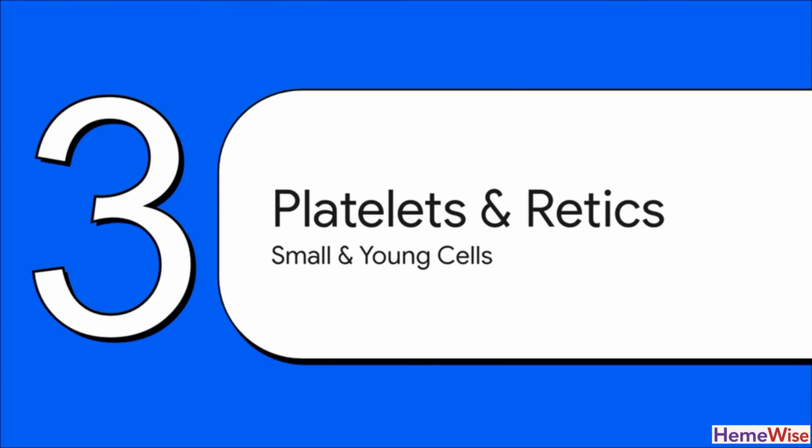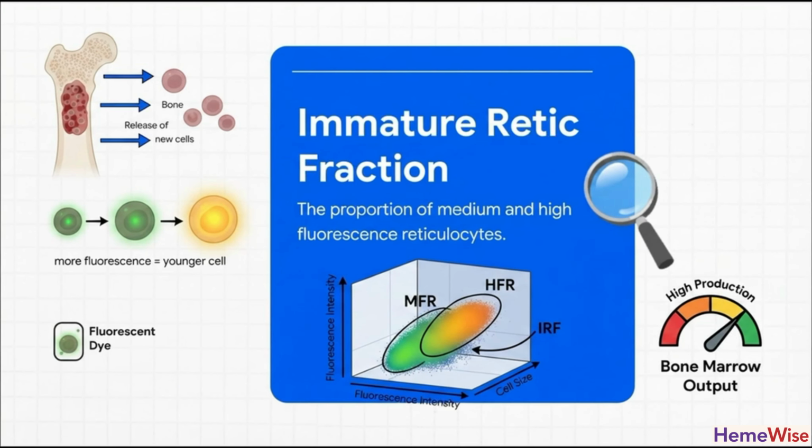Section 3. Platelet and reticulocyte analysis. So, reticulocytes, these are the young red blood cells that just ditched their nucleus, but they still have some residual RNA hanging around inside. Modern analyzers use fluorescent dyes that specifically bind to this RNA. What does that mean? Well, more fluorescence equals a younger cell.